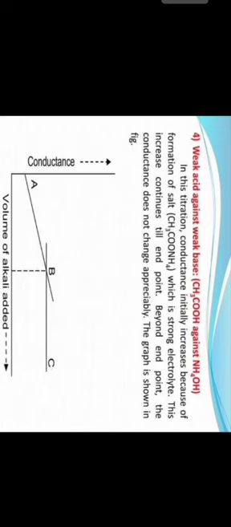The last is weak acid against weak base. For example, acetic acid against ammonium hydroxide. In this titration, conductance initially increases because of the formation of the salt, ammonium acetate, which is a strong electrolyte. This increase, as shown in the graph, continues till the endpoint. Beyond the endpoint, the conductance does not change appreciably.